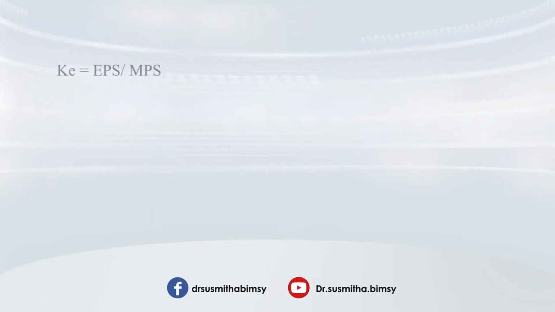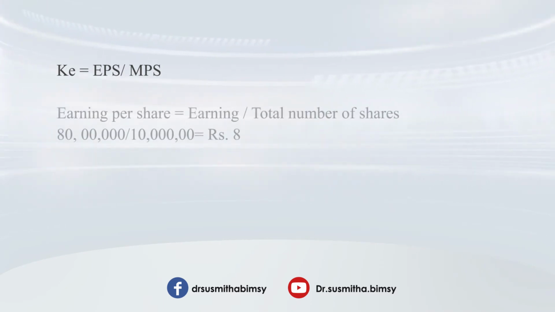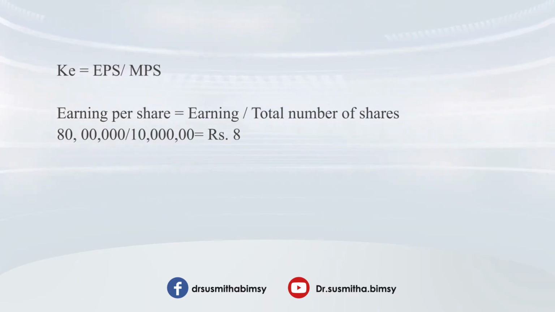So what was the equation for calculating cost of equity share capital according to earning yield method? KE is equal to EPS by MPS, that is earning per share by market price per share. First, we need to find out the earning per share. For that, we divide the total earning by the total number of shares. The total earning was 80 lakh, and the number of shares is 10 lakh. So 80 lakh divided by 10 lakh, you will get rupees 8. That is our earning per share.